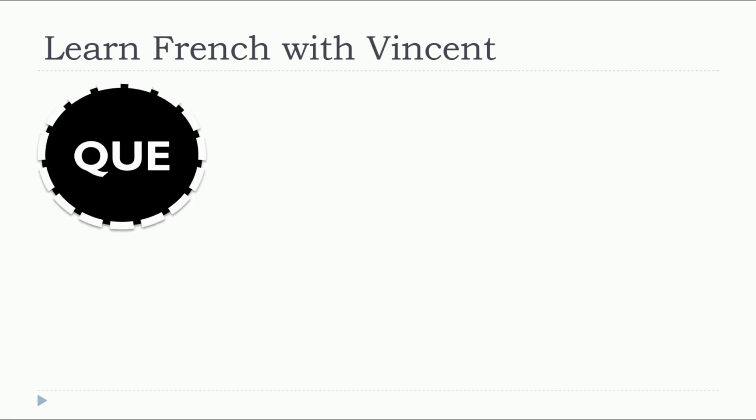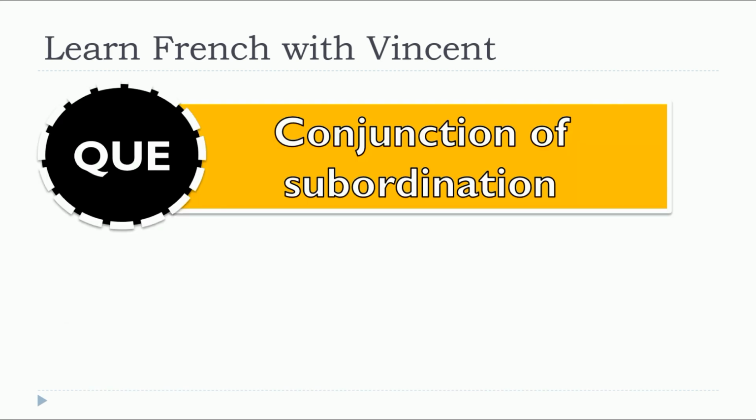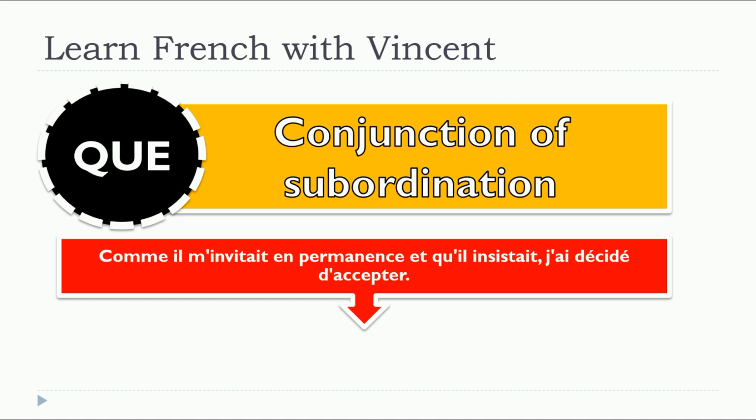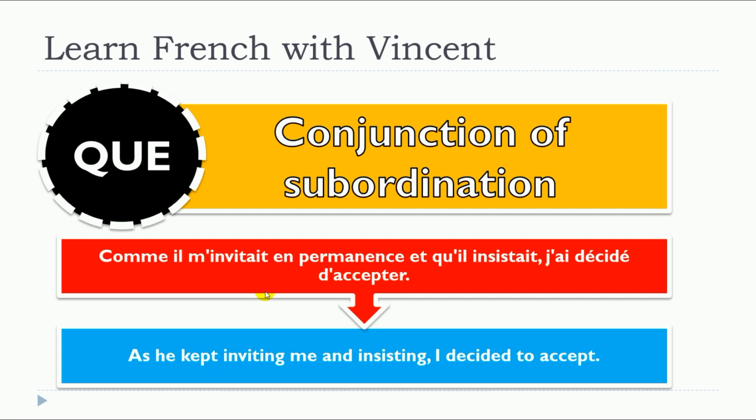Numéro 3. Que can be used as a conjunction of subordination. Comme il m'invitait en permanence et qu'il insistait, j'ai décidé d'accepter.